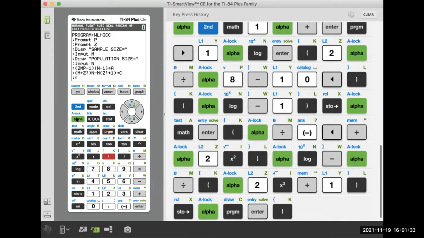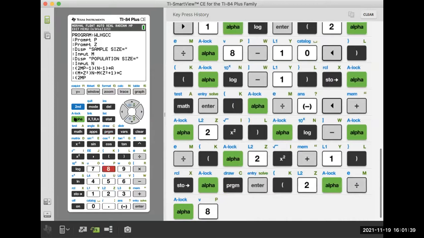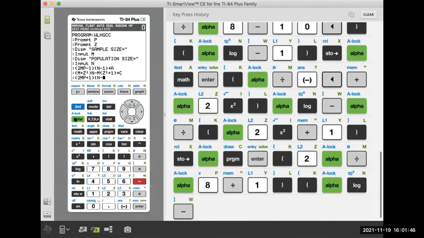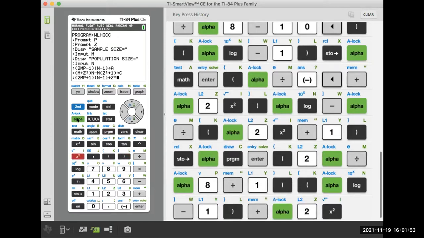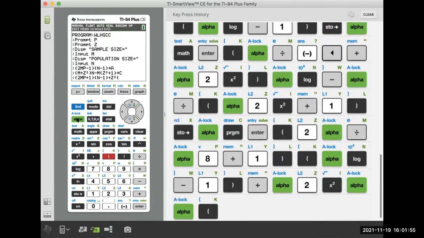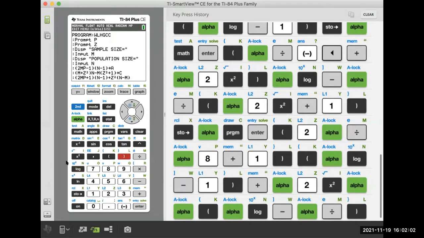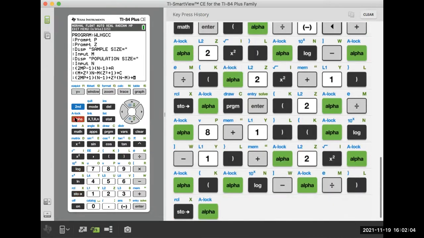Then let's do 2MP plus 1 times N minus 1 plus Z squared. And let's multiply by N minus M. And let's store that in B.